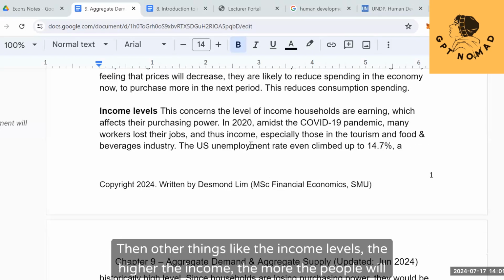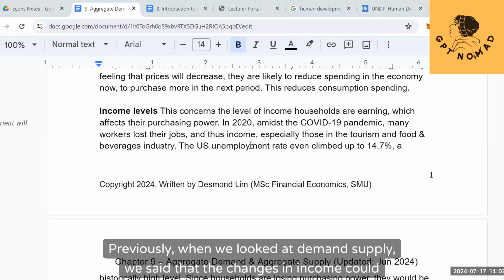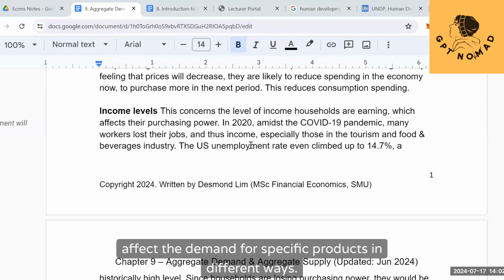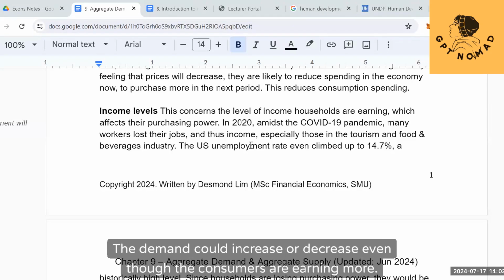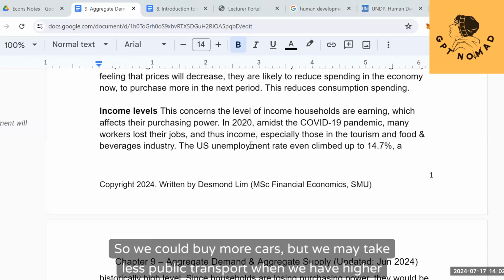And then other things like the income levels, right? The higher the income, the more the people will spend. So here the income relates to the whole economy as a whole. And previously when we looked at demand and supply, we said that changes in income could affect the demand for specific products in different ways, right? The demand could increase or decrease even though the consumers are earning more. Okay, do remember that, right? So we could buy more cars, but we may take less public transport when we have higher income.